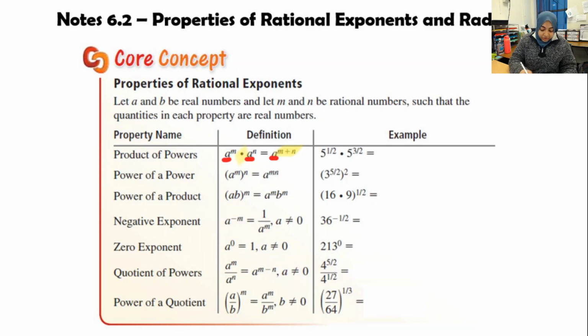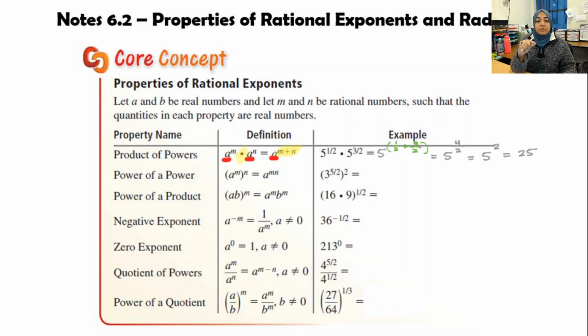So that's the same thing I want to do here. I want to do 5 to the m plus n, meaning I want to add my exponents together. So I'm going to say 1/2 plus 3/2, which of course is 4/2. And 4 over 2 is just 2, and we know that 5 squared is 25. Now obviously I went step by step by step.